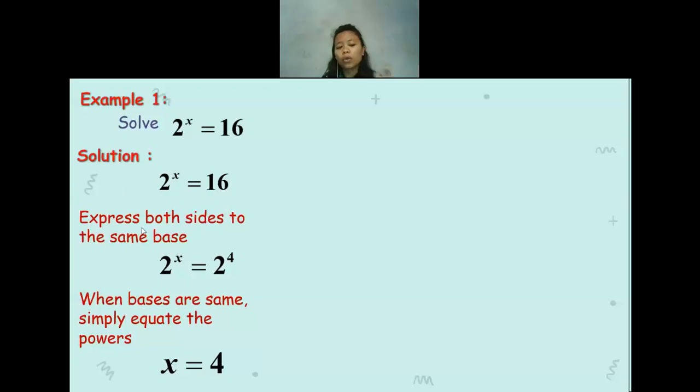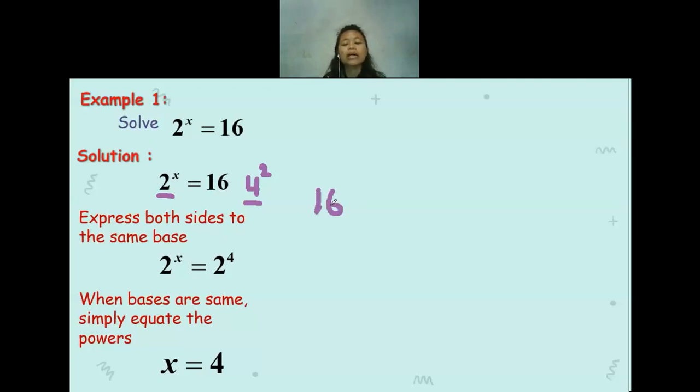Yeah. So the rule is you have to make the numbers into the same base. Like 16, you can make it into 4 to the power of 2, right? I know that 16 is also equal to 4 to the power of 2. But when we compare the base, 2 and 4, they are different. So you have to find another index number that is equal to 16, but the base has to be 2 to the power of something.